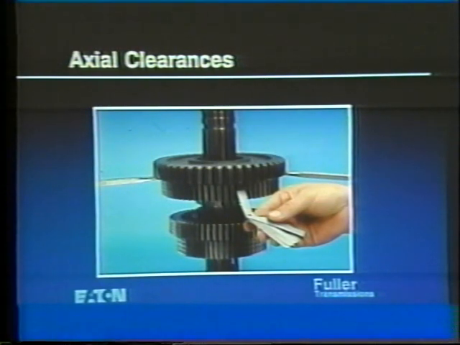Excessive clearance between mating mainshaft gears will allow them to wobble, resulting in noise, scoring, and washer breakage.